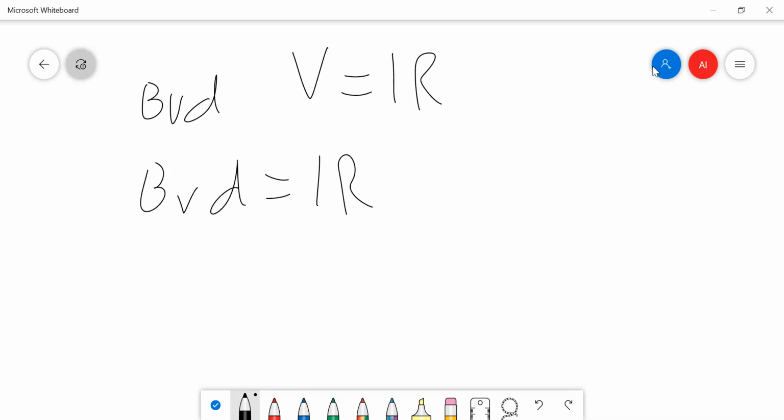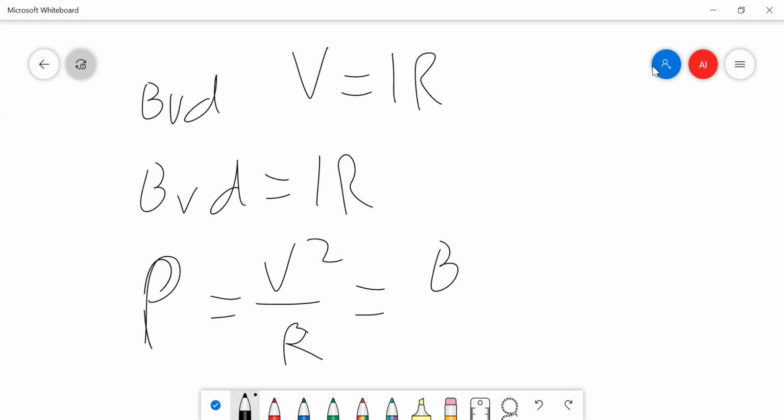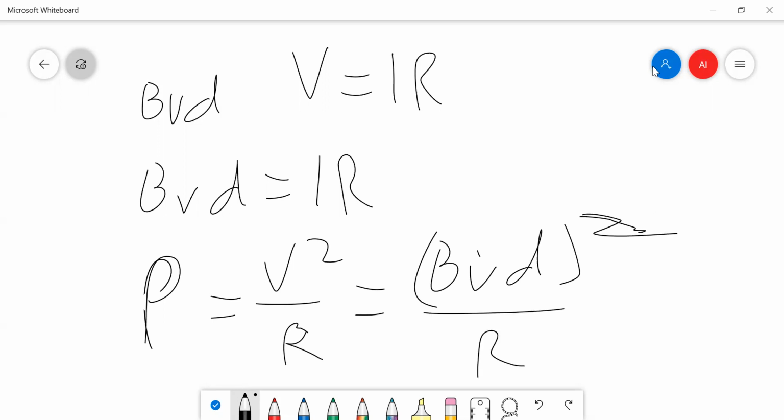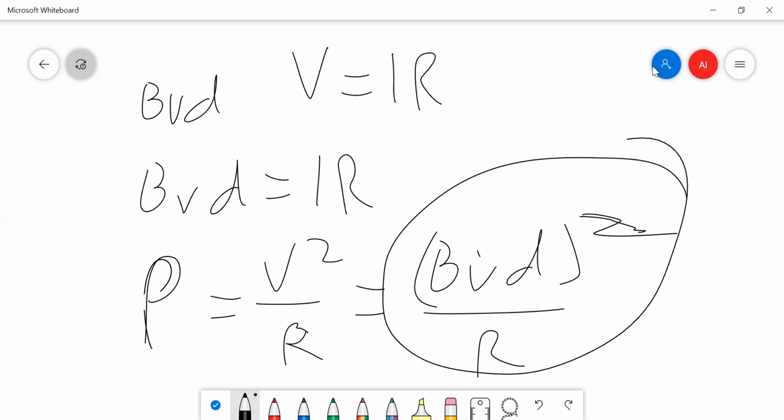And so the formula for power is equal to V squared over R. And we just substitute what we know V is now. So BVD, squared, over R. And yeah, that's our power dissipated.